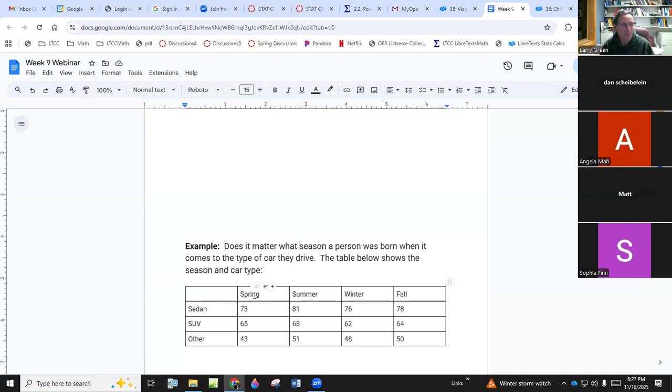So here's what we got. We got spring, summer, winter, and fall. Those are the seasons. And then we have sedans, SUV, and other kinds of cars. Okay, and this is a table. And just to let you know, for example, this number 81, do you know what it means to have that 81 in that spot?